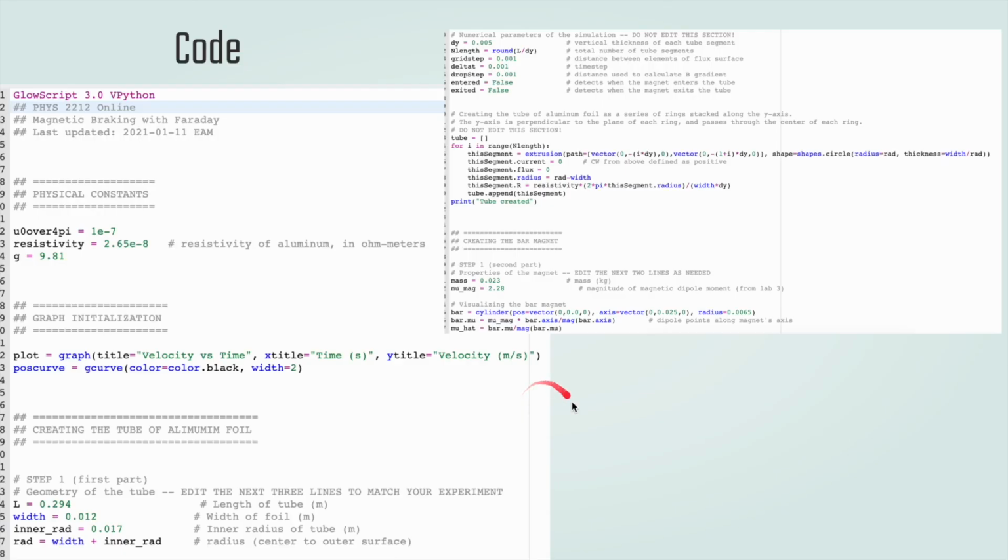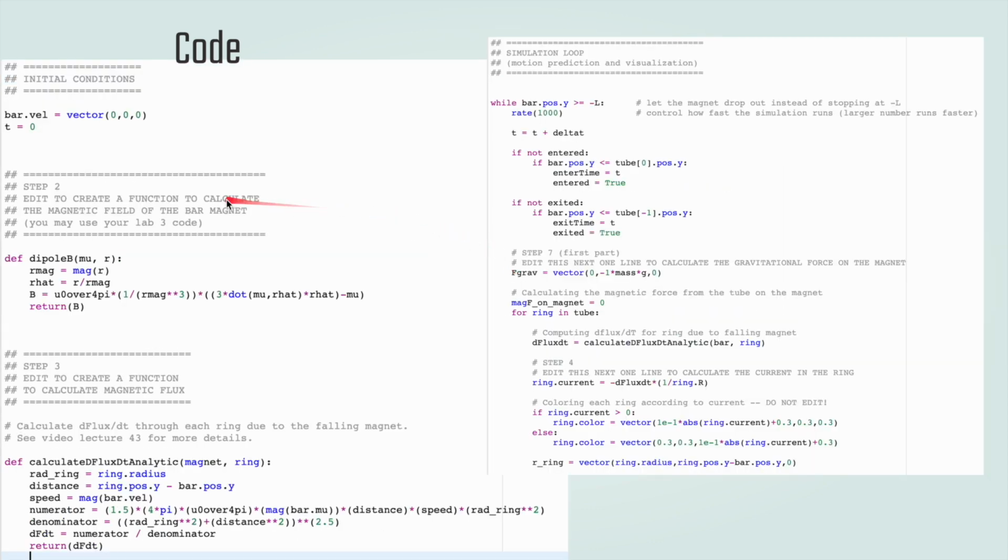Then for the code, I basically just changed things accordingly based on the starter code. I changed the measurements that I had mentioned before: the length, the width, and the inner radius. I also changed the magnitude of the magnetic dipole moment. Then I also edited the function to calculate the dipole, and to calculate the df dt for this. Here we can see we also edited this in order to find the force of gravity as well. And then this part is non-editable. This is for the ring current.